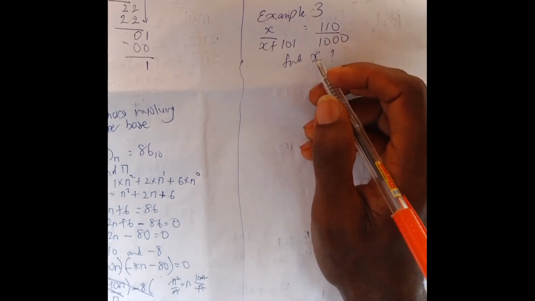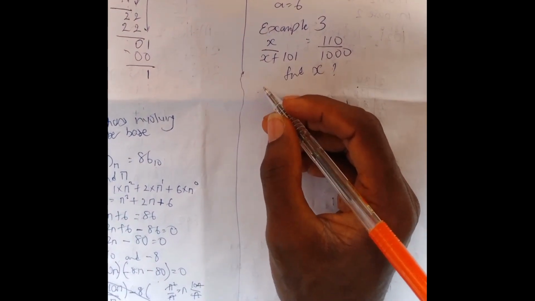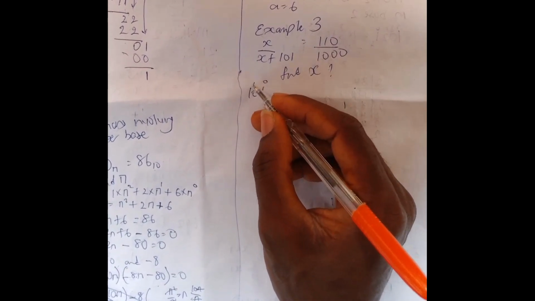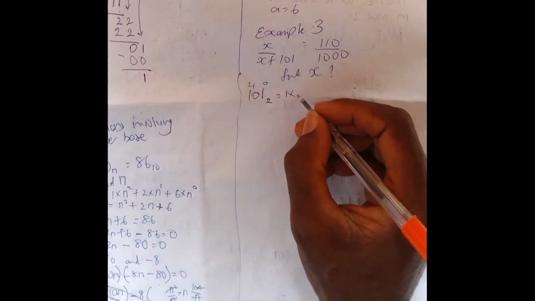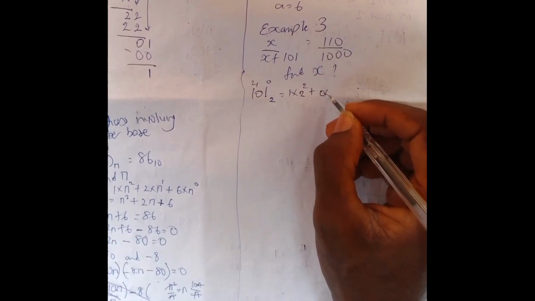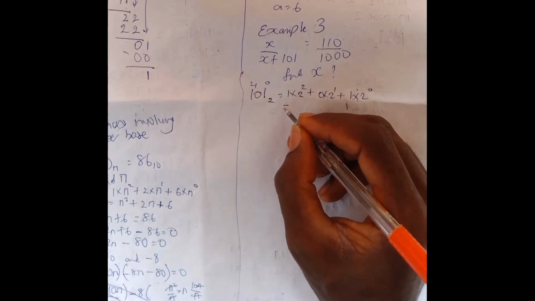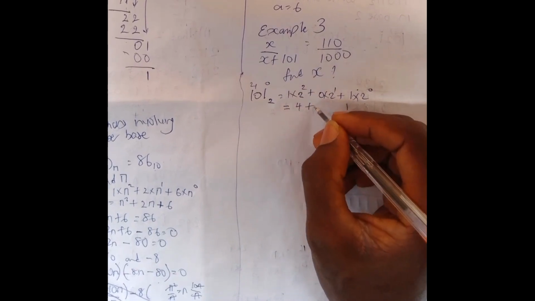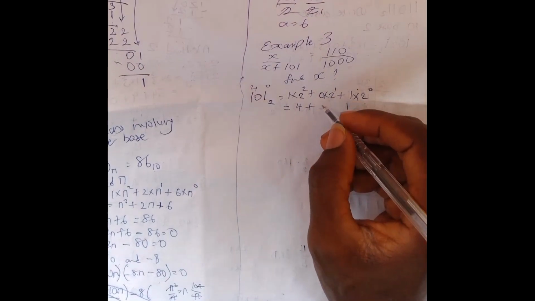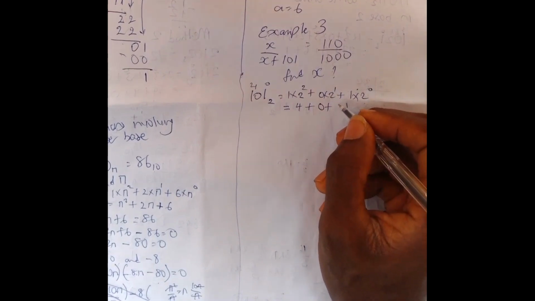Let's start from 101 here. 101 in base 2. 0, 1, 2. So 1 times 2 raised to the power of 2, plus 0 times 2 raised to the power of 1, plus 1 times 2 raised to the power of 0. 2 raised to the power of 2 is 4, 4 times 1, 4. 2 raised to the power of 1 is 2, 2 times 0 is 0. 2 raised to the power of 0 is 1, 1 times 1 is 1. So 4 plus 1 is 5.